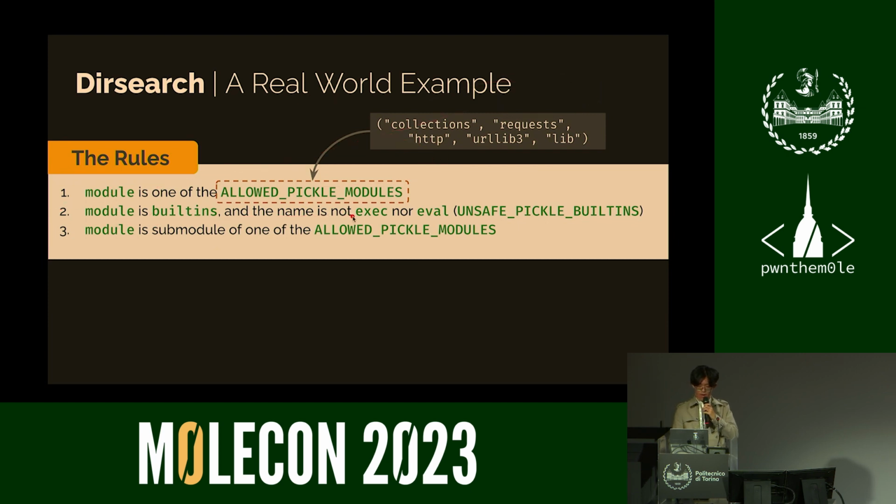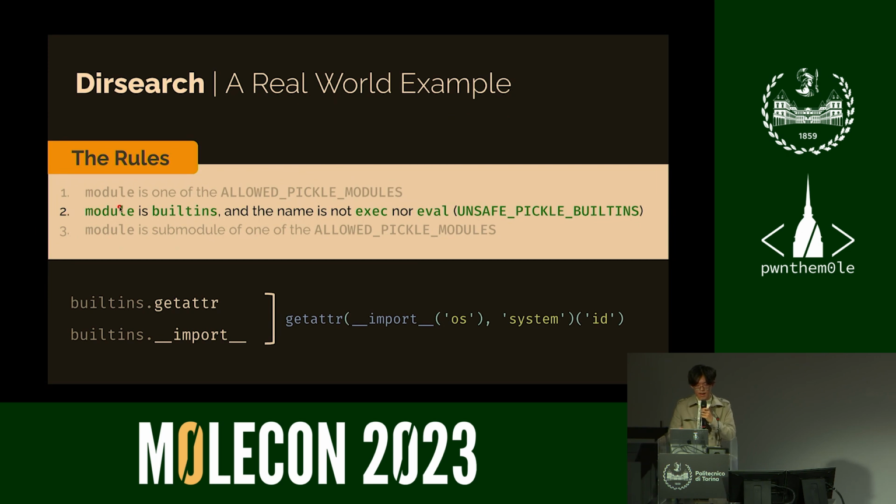Okay, let's get started with the second rule. The second rule is the module must be built-in, and the name is not exec or eval. And actually, we can still bypass it. The exec and eval are not the only two dangerous things in the built-ins. There is also an import function there, and also a getattr function there.